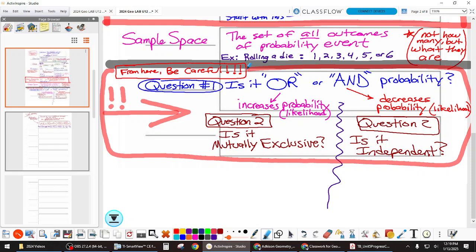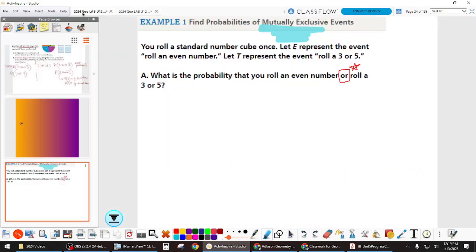So question 1, is it or and? Question 2, is it mutually exclusive? That's if it's an or case. Or is it independent if it's an and case? Now, we'll probably come back later and add, is this combinatorics? Is this binomial probability? We'll add those things on here, but for now, this is where we are. Everybody good? All right, let's go try one.